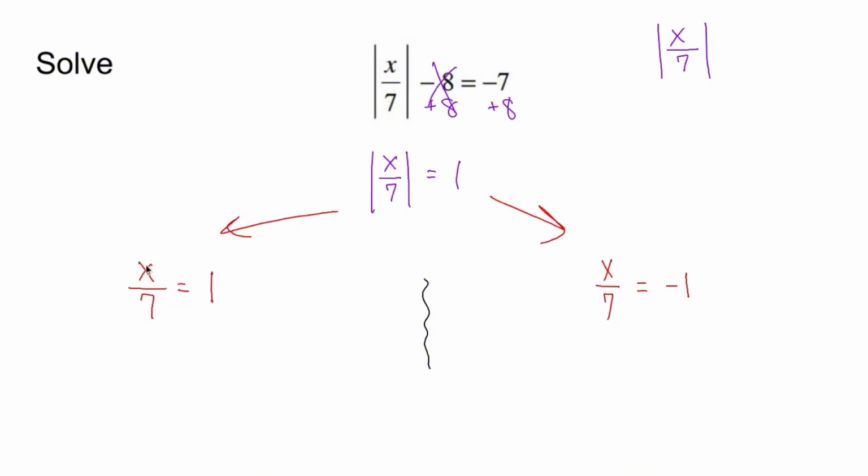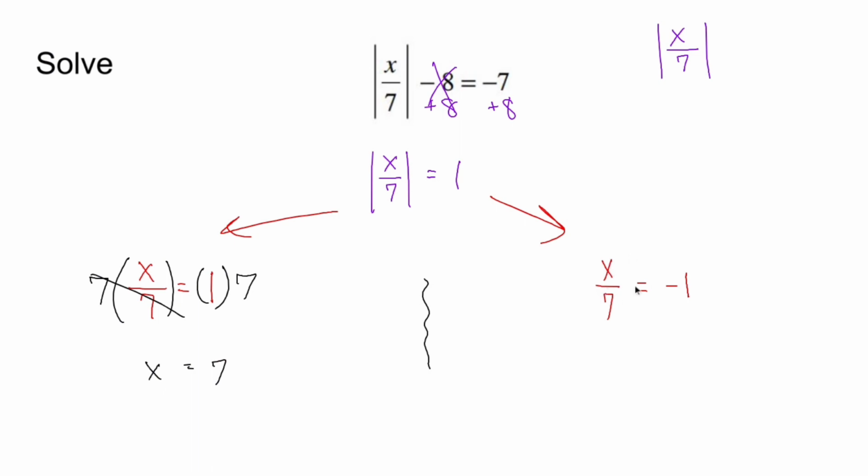I have to get x all by itself. X is being divided by 7. How do you get rid of divided by 7? Multiply both sides by 7, like so. X equals, let me see, 1 times 7 is 7. Do the same thing here.